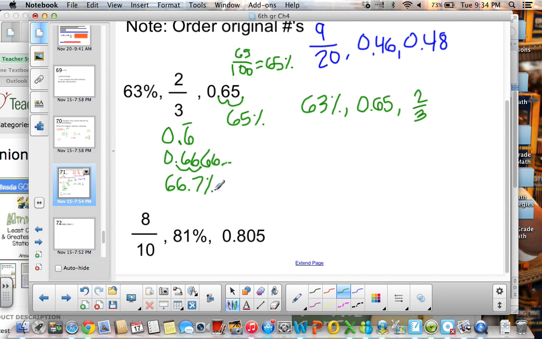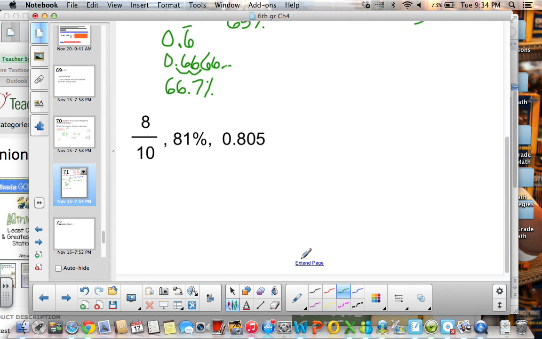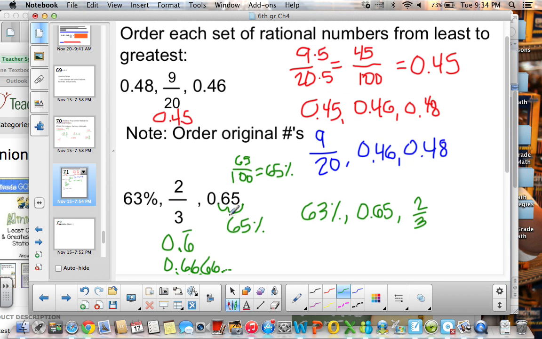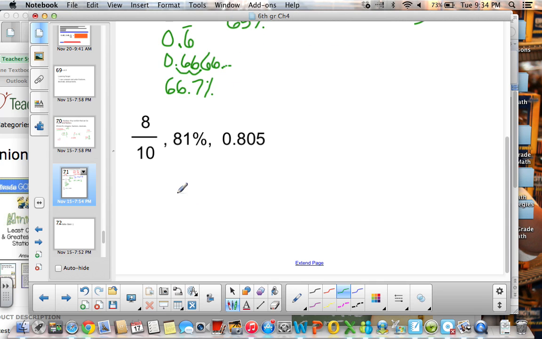And then we have 8/10, 81%, and 0.805. This time we're going to convert them all to fractions. We've done decimals, percents, now we're going to do fractions. So we're going to leave 8/10.